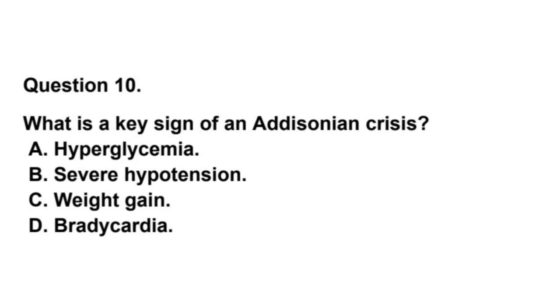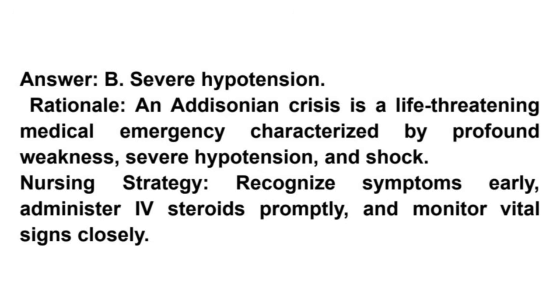Question 10. What is a key sign of an Addisonian crisis? A. Hyperglycemia, B. Severe hypotension, C. Weight gain, or D. Bradycardia? Answer B. Severe hypotension. Rationale: An Addisonian crisis is a life-threatening medical emergency characterized by profound weakness, severe hypotension, and shock. Nursing strategy: recognize symptoms early, administer IV steroids promptly, and monitor vital signs closely.